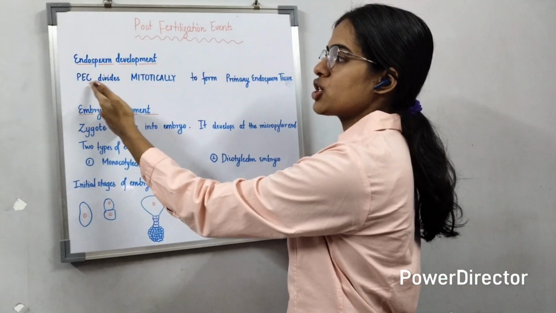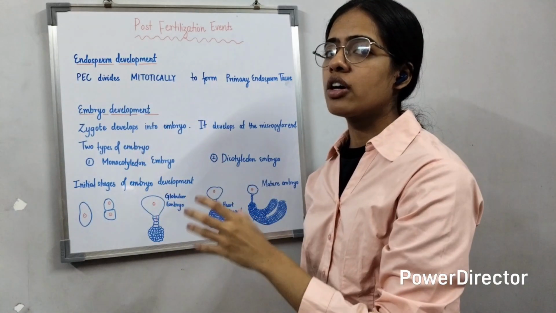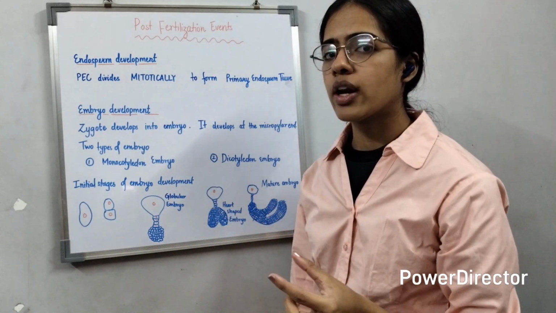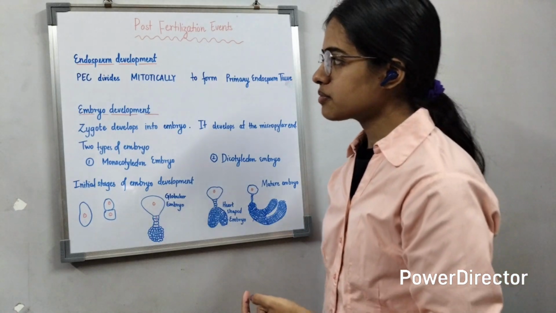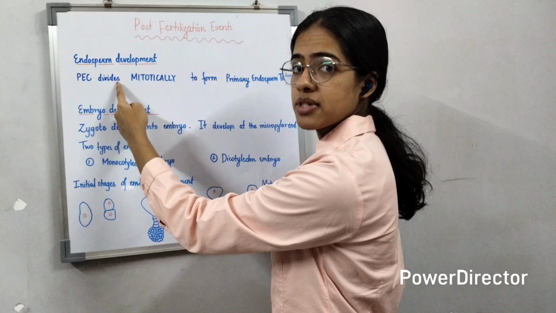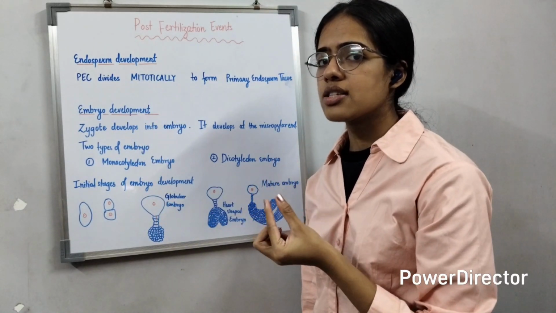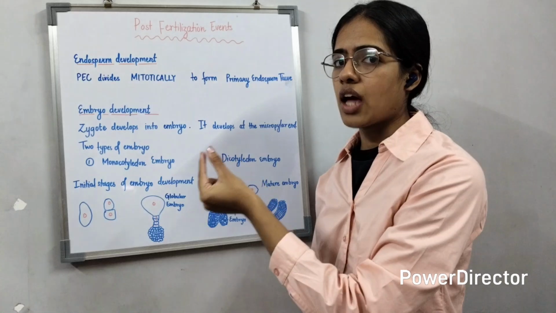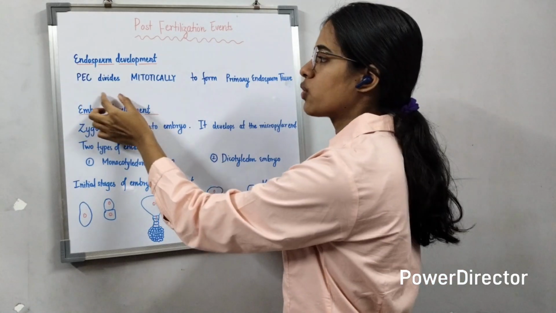Endosperm, like mentioned before, is the primary endosperm cell, which was formed after the fusion of the polar nuclei with one of the male gametes of the pollen grain. So the primary endosperm cell is a triploid cell, that is, the nucleus contains three haploids, formed by the fusion of three haploid nuclei.